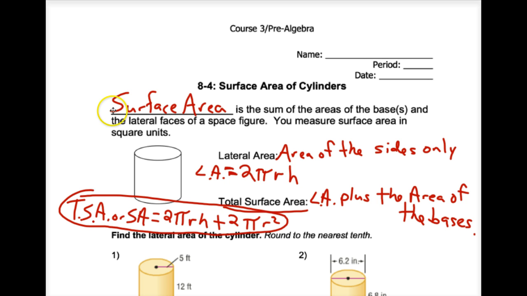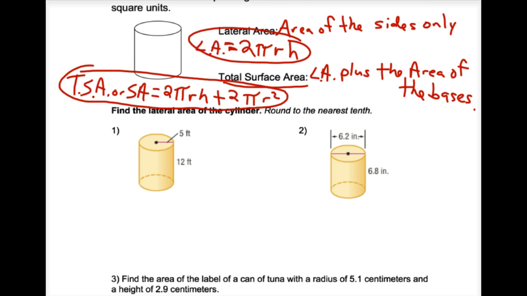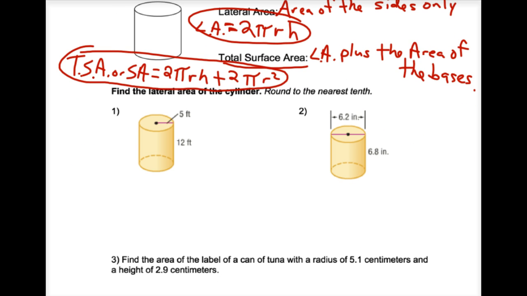Two pi r h plus two pi r squared. You just need to be careful typing it into your calculator. It's going to be pretty easy to do. Okay, so you got two new formulas on your pink cheat sheet: lateral area and total area, or surface area. All right, let's try one.